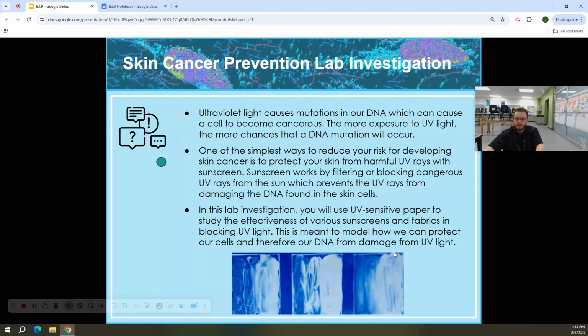Okay, so just some things to help keep you and your family members safe and to look out for if you're having new things pop up on your skin, and when to go get them checked out.